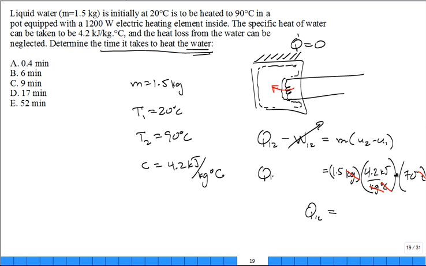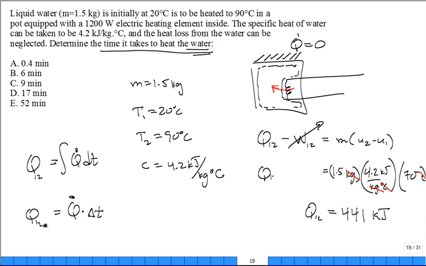How many people, what number did you get for the kilojoules? 441 kilojoules. Okay. Now, it's coming in at a constant rate, so Q dot times delta T, or the integral of Q dot dt, would be how much comes in from 1 to 2, true? And it's coming in at a constant rate. Q dot's 1200. So the time it takes is equal to how much I need to come in, divided by the rate at which it comes in. So 441 kilojoules divided by 1200 watts, which is a joule per second.